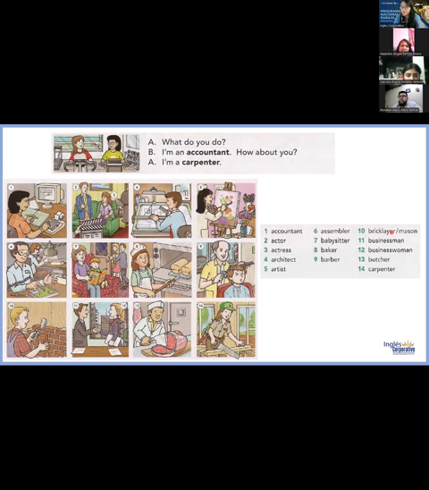Mason. Businessman. Businesswoman. Butcher. Carpenter. Okay, we have businessman, right? And businesswoman. Okay, perfect. Thank you, Sandra.